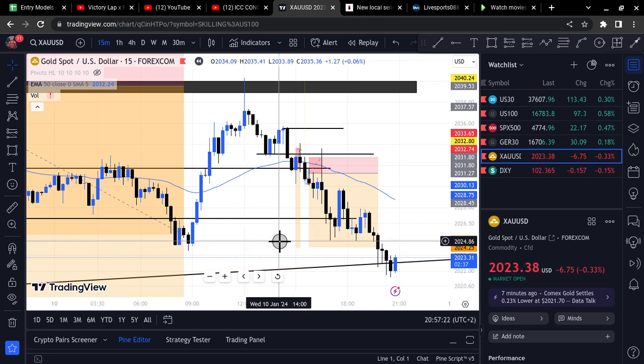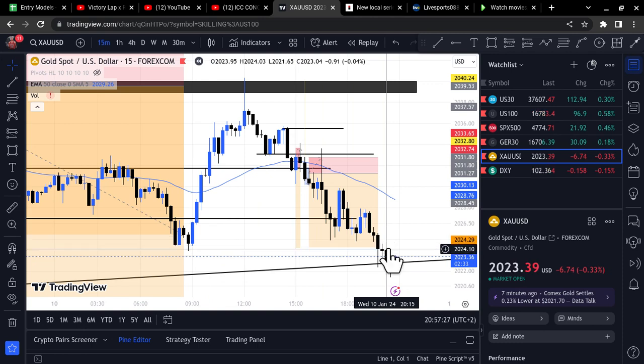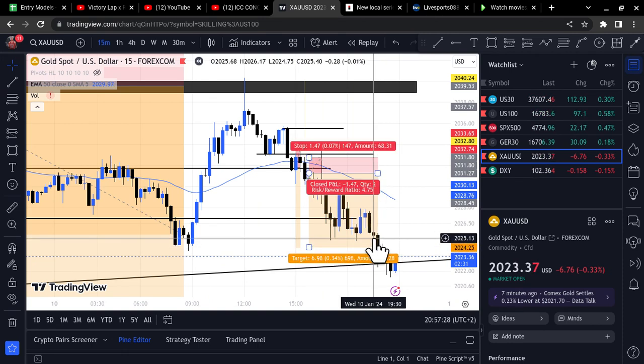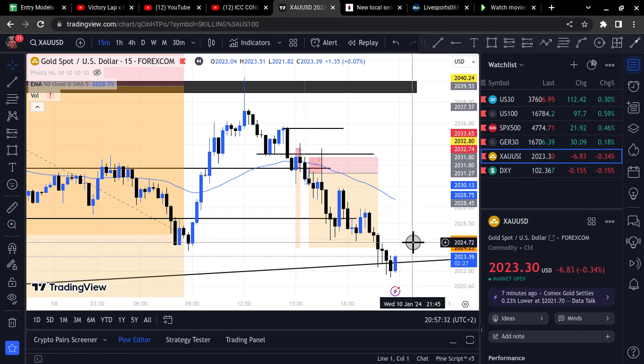You want to trail your stop loss to the recent high. It'll make a new low, and it'll make a lower high. Right after the lower high has been made, that's where you want to put your stop loss, right?